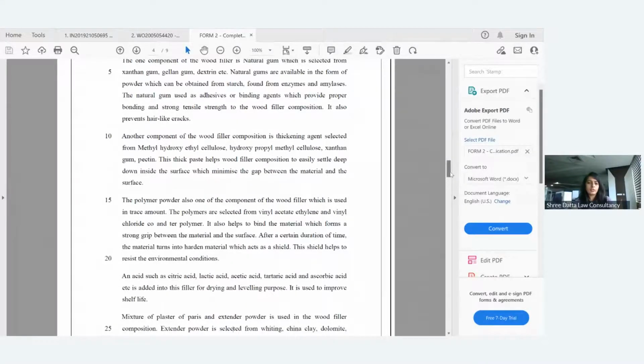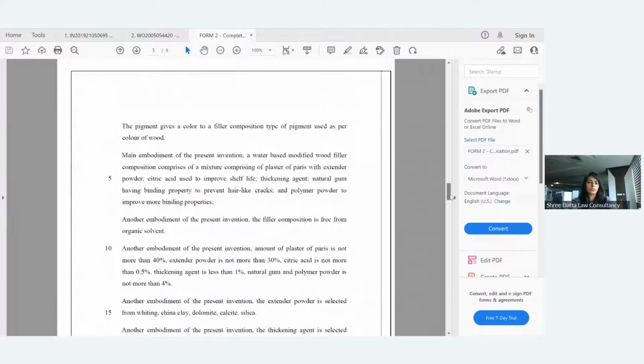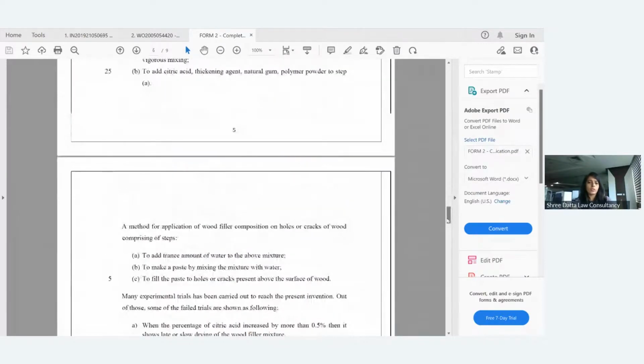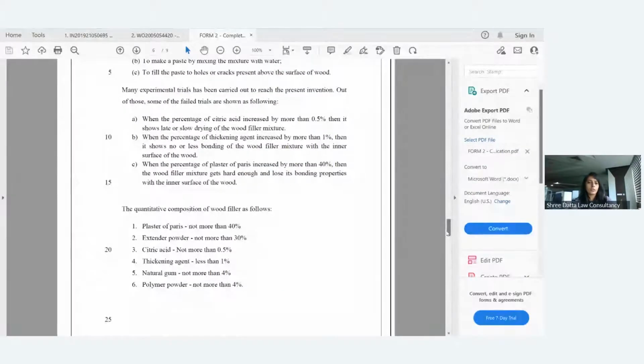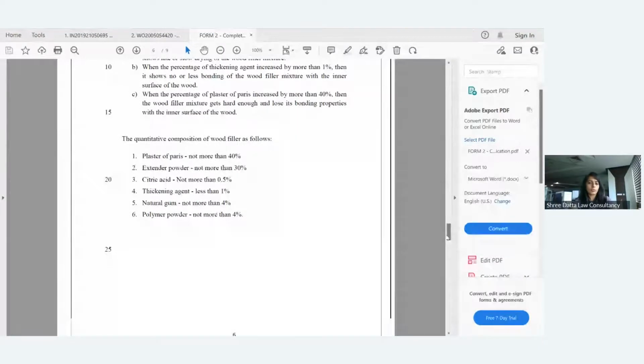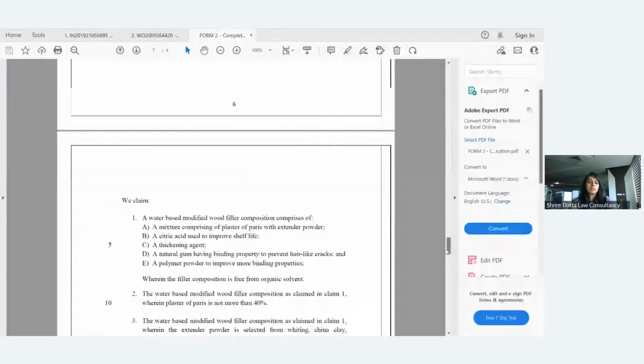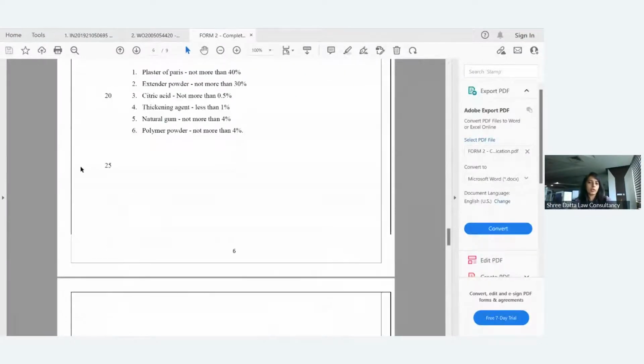Then the other details: which type of mixtures are used, which type of components are used, what are the methods for that, and what the different quantitative compositions are. Then here they have written down the line numbers also when you are drafting the patent application in the soft copy, right? So in that also you have to keep some margin, line numbers and page numbers.